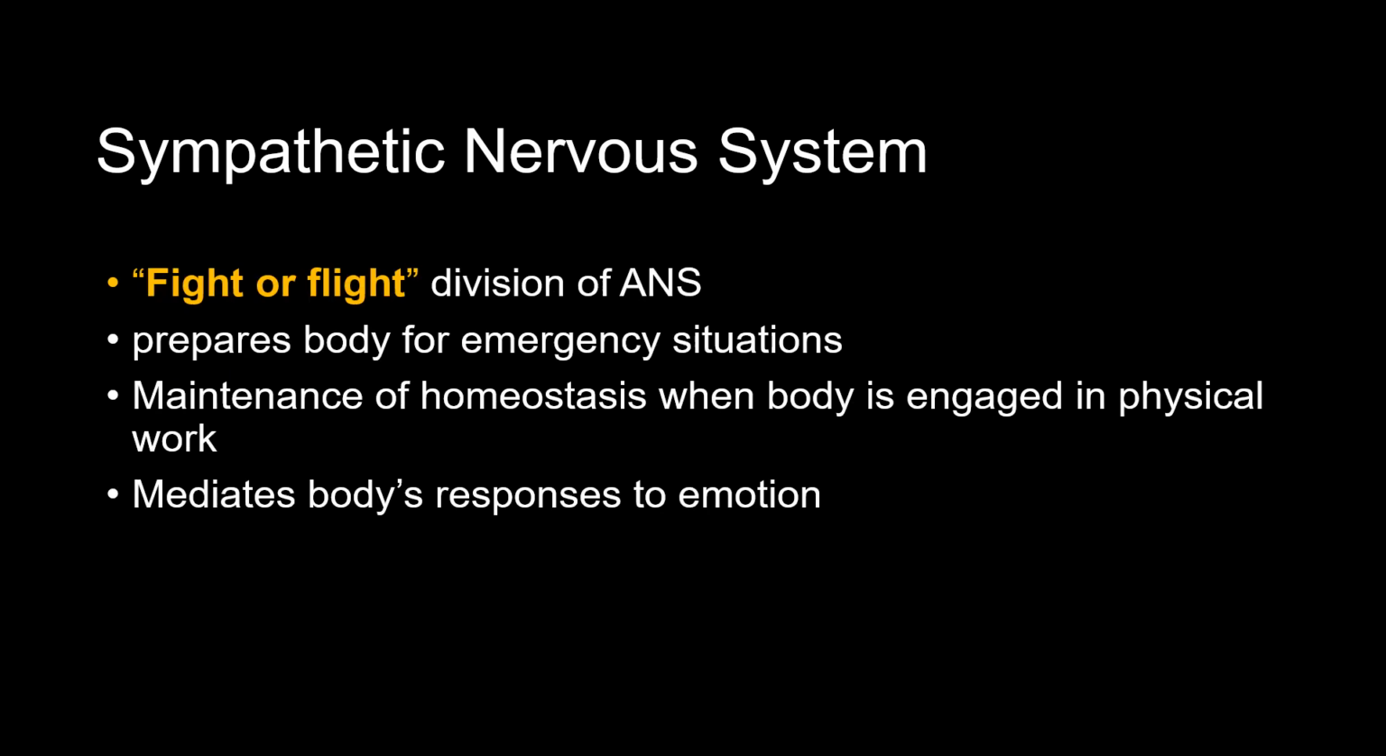As I said before, the sympathetic nervous system is usually described as the fight or flight division of the ANS. This is basically talking about how it prepares the body for emergency situations in which one would either need to fight off an attacker or flee from danger. And the sympathetic nervous system's role is broader than this, however, as it maintains homeostasis whenever the body is engaged in any type of physical work. Okay, and it also mediates the body's visceral responses to emotion.